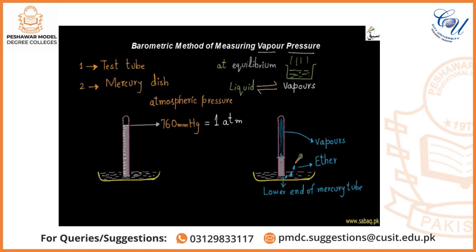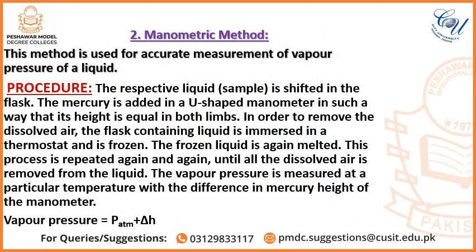For ether, it is 537 millimeter, while for ethanol it will be equal to 50 millimeter, and for water it will be equal to 24 millimeter of Hg. Now the second method, that is the manometric method. Dear students, this method is used for accurate measurement of vapor pressure of a liquid.